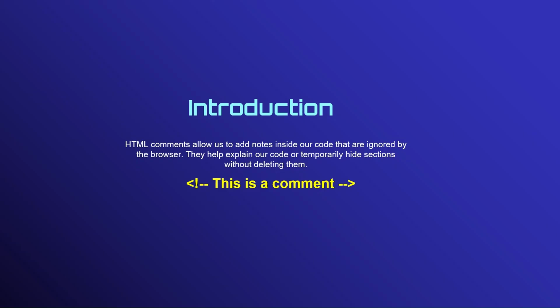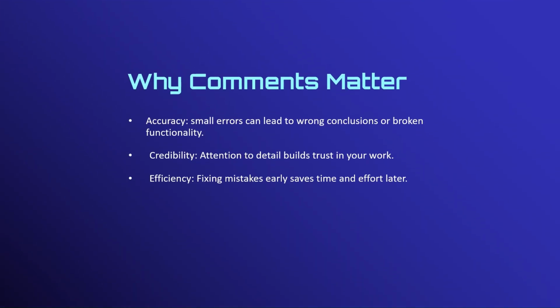So why does it matter? Comments matter in programming because they create accuracy, credibility, and efficiency. When we have a little error, it can lead to a wrong conclusion or broken functionality. So without comments in your program, there might be inaccuracy in your code, or somebody who is reviewing your program might be lost, maybe later or in the future.